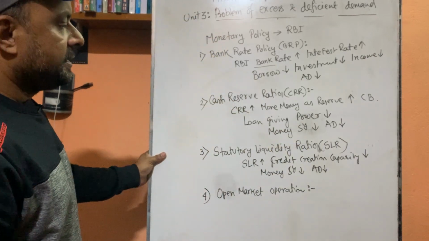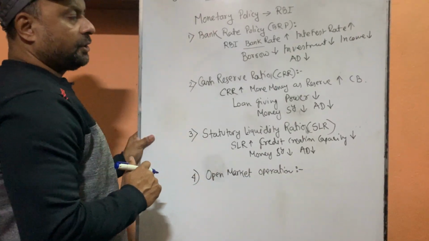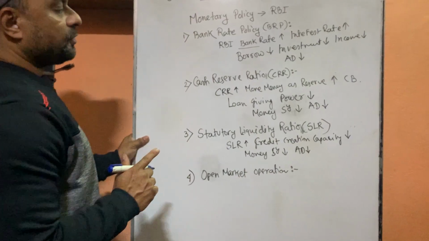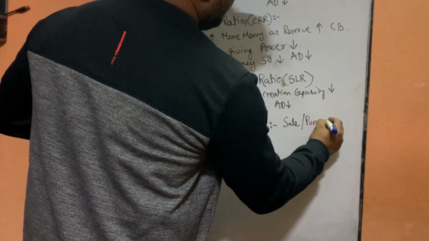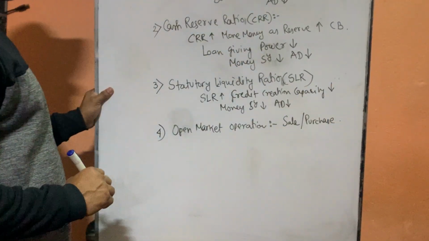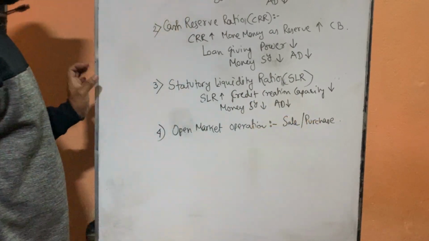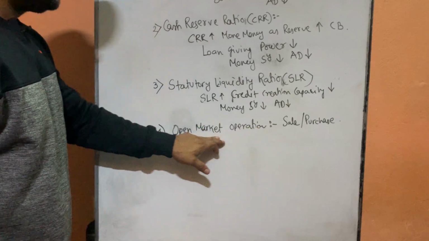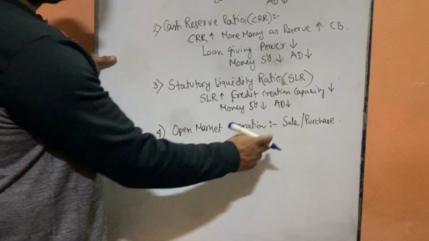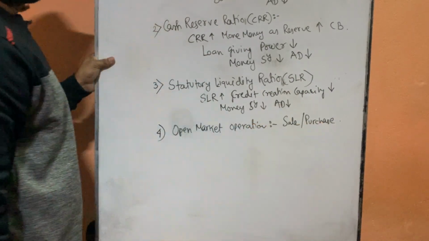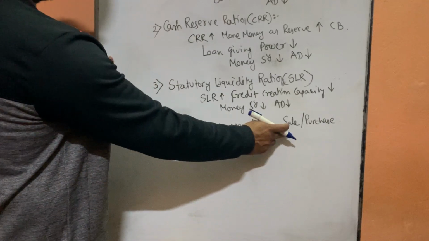Open market operation means every commercial bank is related with that open market operation. Here two processes are there: one is sale, another is purchase. The central bank sells and purchases bonds and securities in the open market through commercial banks. This is open market operation.